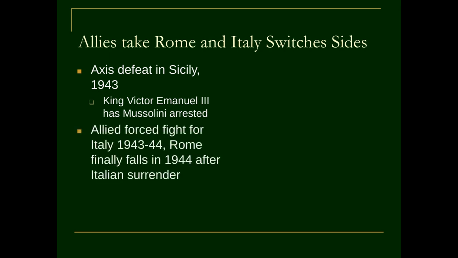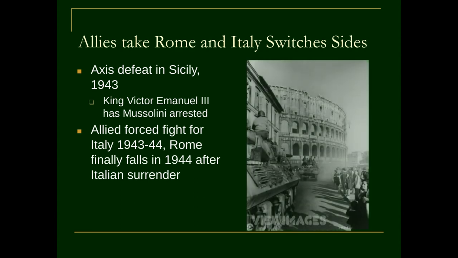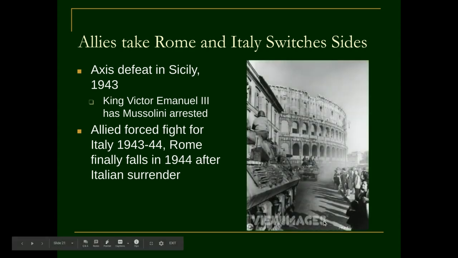The Allied forces fight for Italy from 1943 to 1944. Rome finally falls in 1944 after the Italians surrender. Again, this shows the Allied army going into Rome, and here's the famous Roman Colosseum.